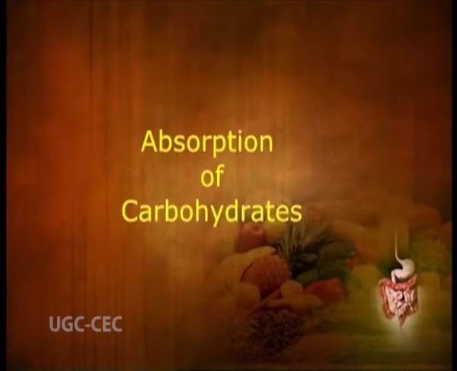Absorption of carbohydrates. All carbohydrates are absorbed as monosaccharides. The capacity of the small intestine to absorb monosaccharides is estimated to be 120 grams per hour. As a result, all dietary carbohydrates that are digested normally are absorbed, leaving only indigestible cellulose and fibers in the feces.